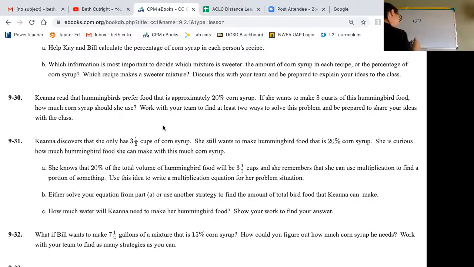And we want to find out how much she can make with her 3.5 cups of corn syrup. So that's the equation. It's the magical equation that she's going to use. Pretty cool. And then we're going to solve it or use another strategy. So why don't we just use this strategy since it's already on the board?